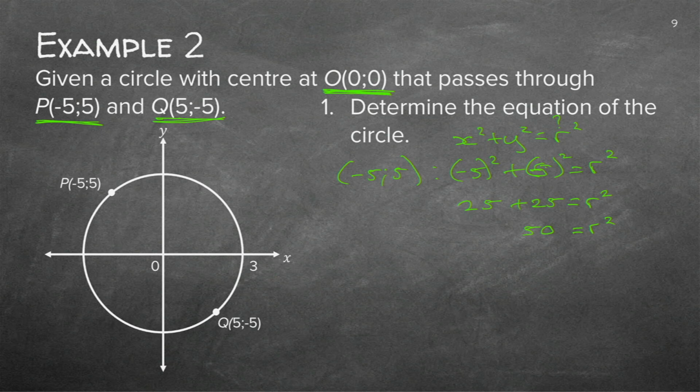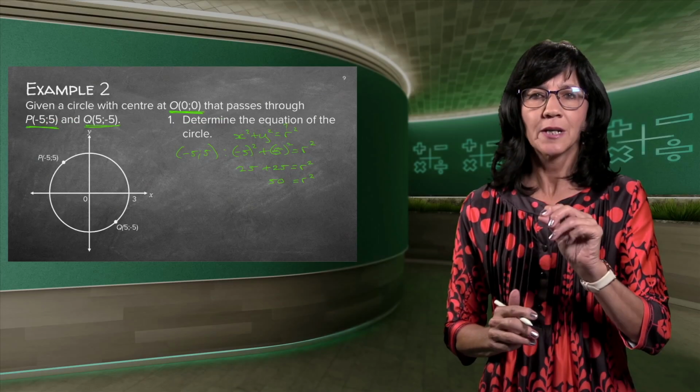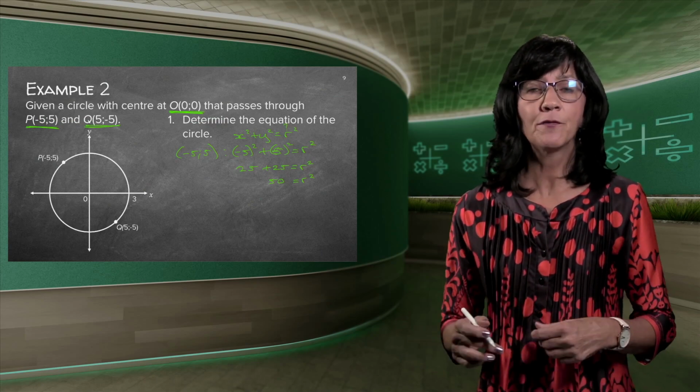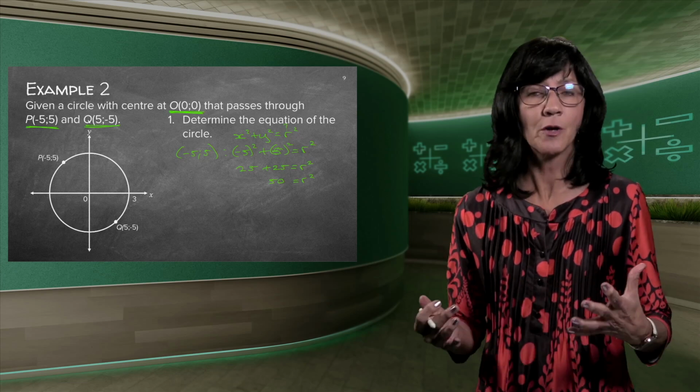Now before I do anything further, you must read your question carefully. Sometimes they ask you to find the radius. Then you will have to square root both sides because you only want the r.